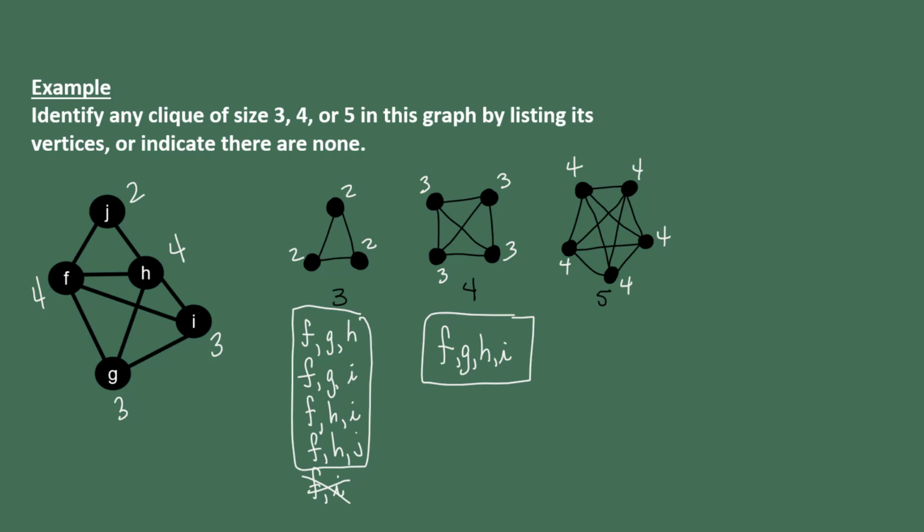For example, J is not connected to G and it's not connected to I. That's the reason why it doesn't have degree 4. It's because it's only connected to 2 of the other vertices, definitely not to all of them as we would see in a clique if we have a complete graph. So there are going to be none of this size.